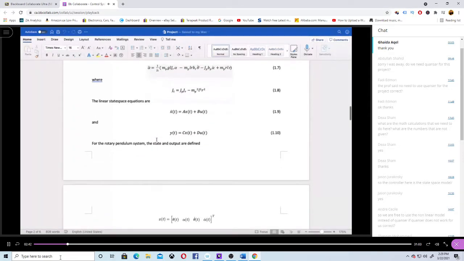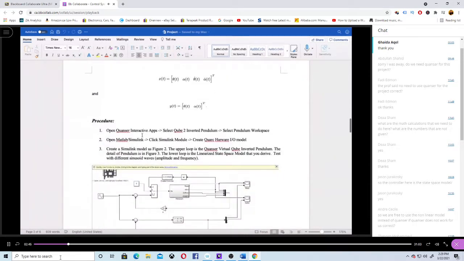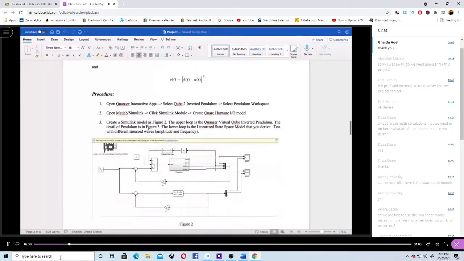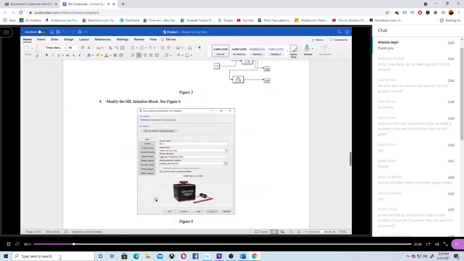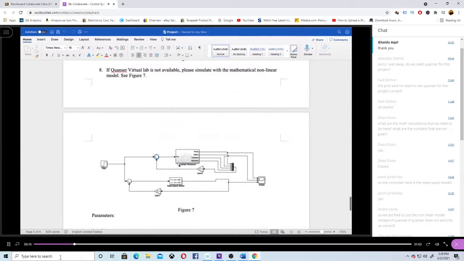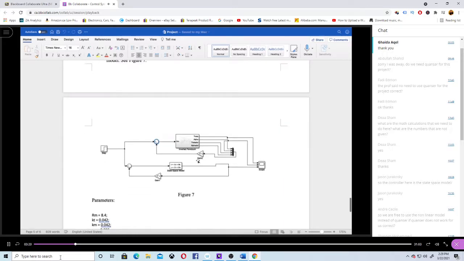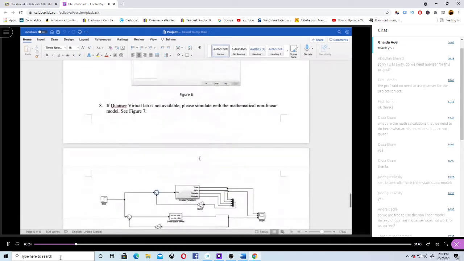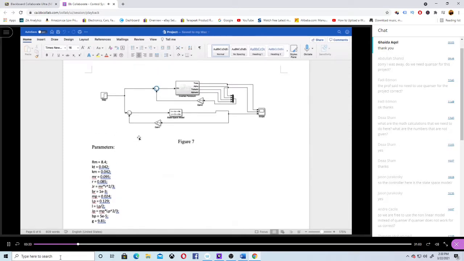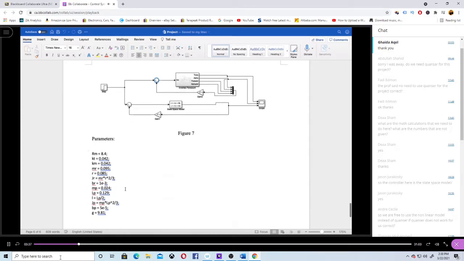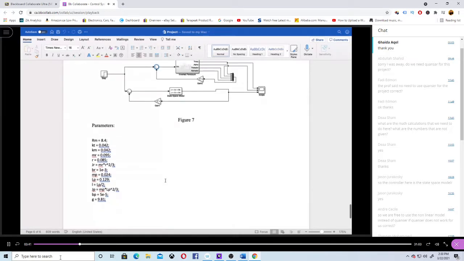In order to do this lab, you have two options. One is that you can connect to the remote desktop of the computers in CEI 2105 and set everything up like this, or you can use the nonlinear models given on the course website and design the controller. These are the parameters for the inverted pendulum. You need these parameters to derive the state space model of the pendulum.